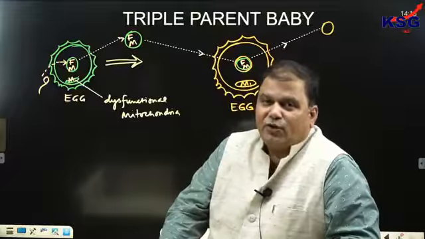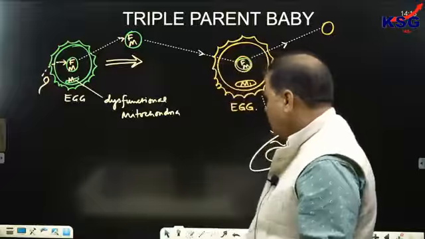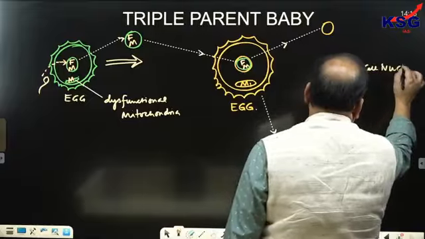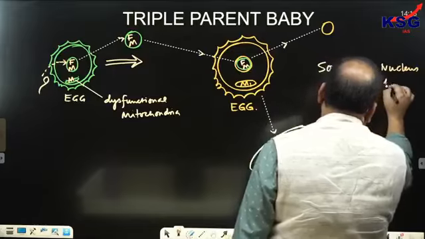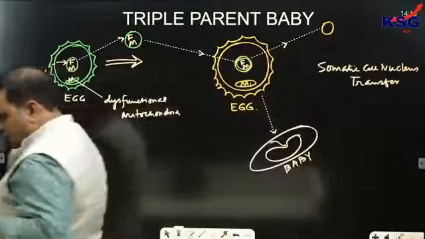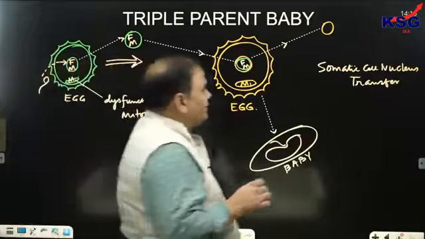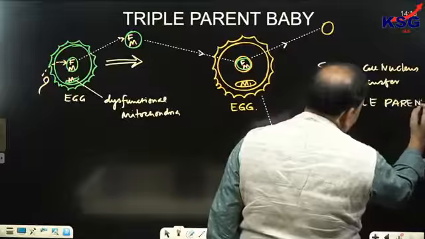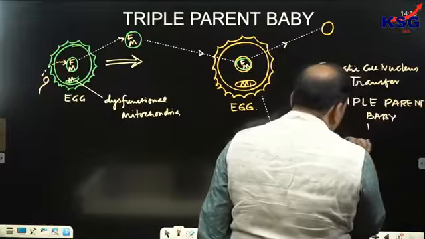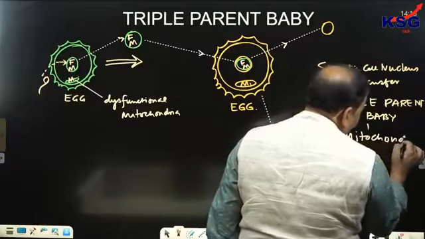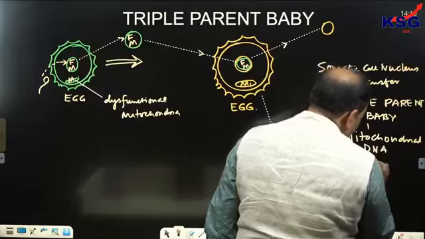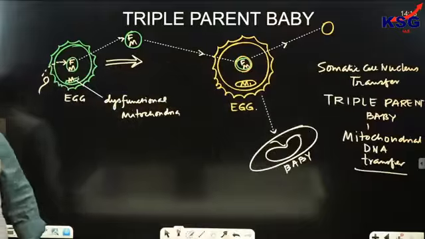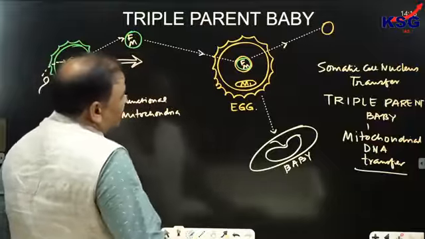Write down: if cloning is based on somatic cell nucleus transfer, triple parent baby is based on mitochondrial DNA transfer.